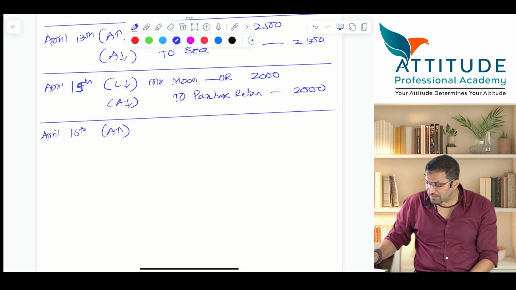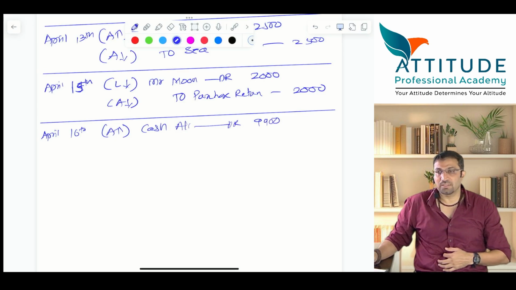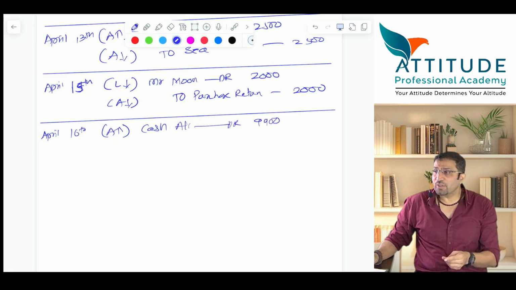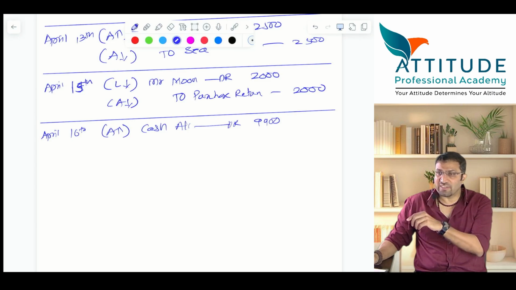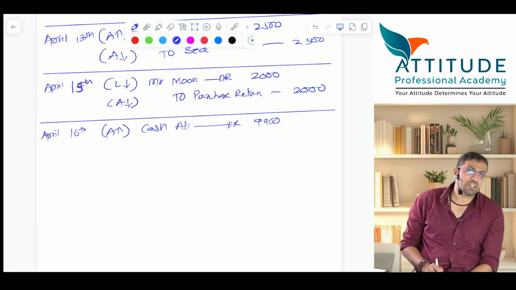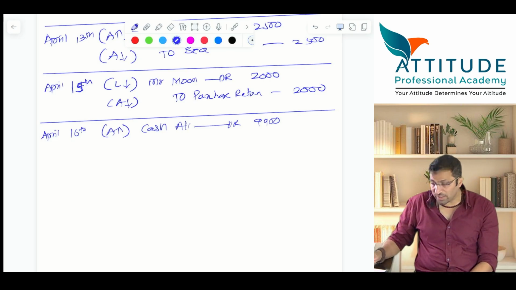April 16th, right? What did you get? Cash. Cash account debit, 9,900. How much did you not get? 100. Means you are allowing a discount. Now look from your angle. This discount allowed is an expense for you or an income for you? So here your expenses are increasing. If expense increases, it has to be debited. Discount allowed.